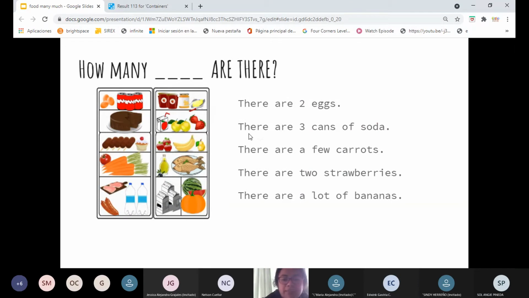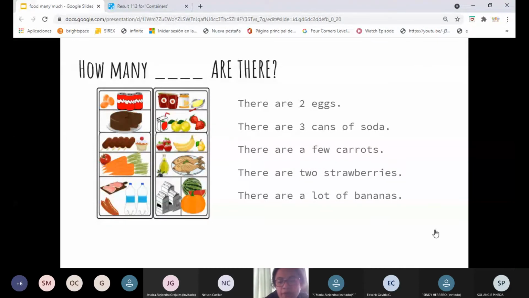How about this one, guys? What's the question here? If the answer is there are 3 cans of soda. What's the question? How many cans of soda are there? Okay, so there are 3 cans of soda. Good. How about this one?